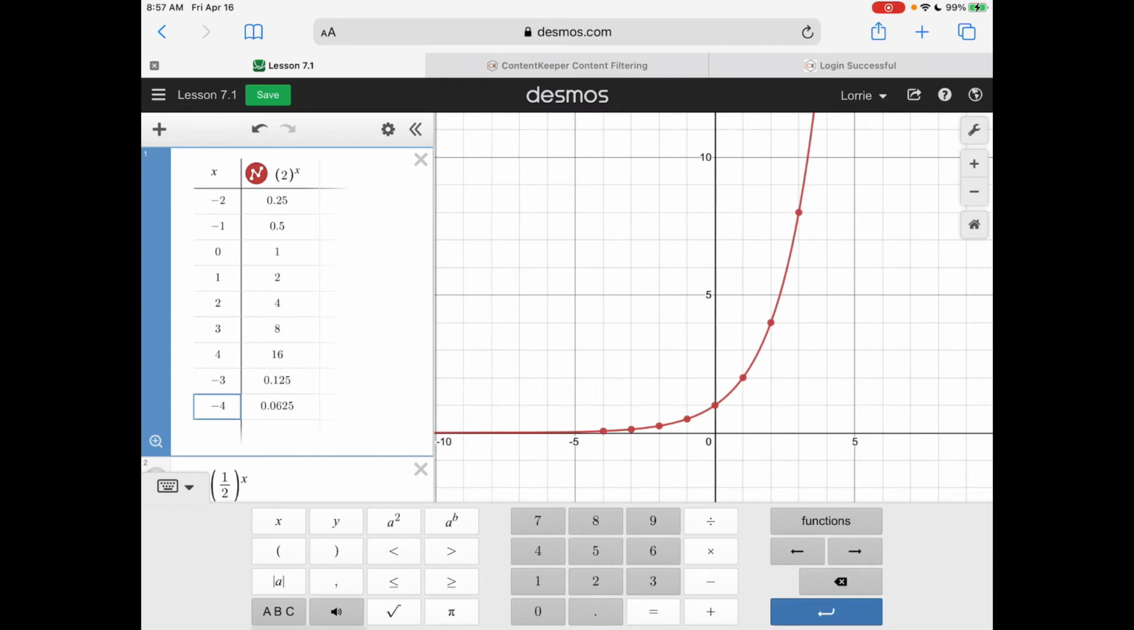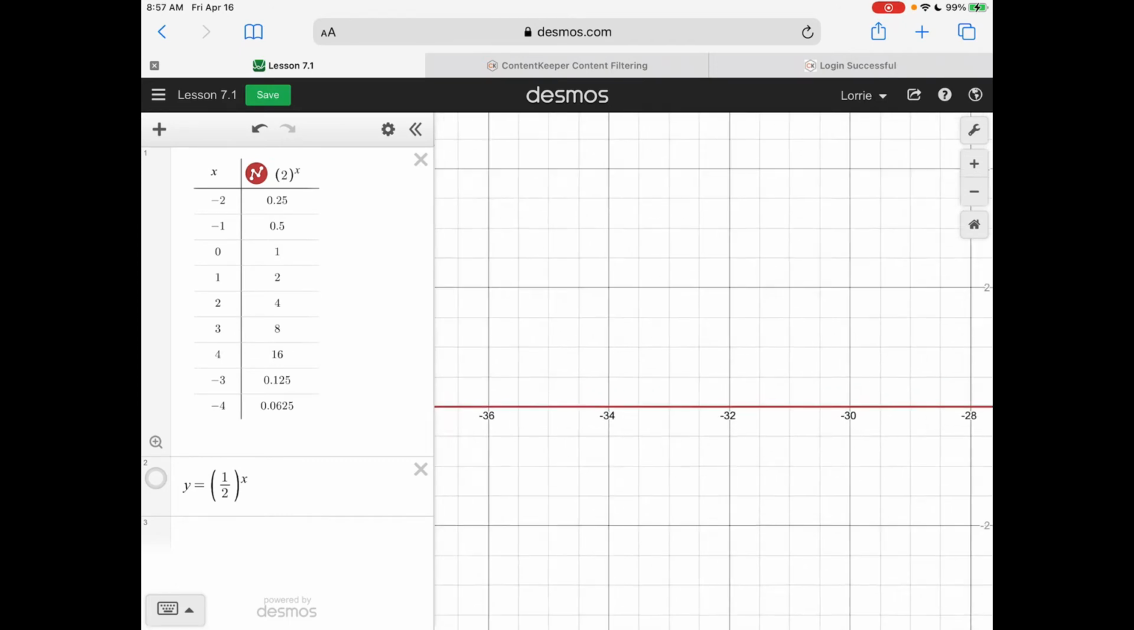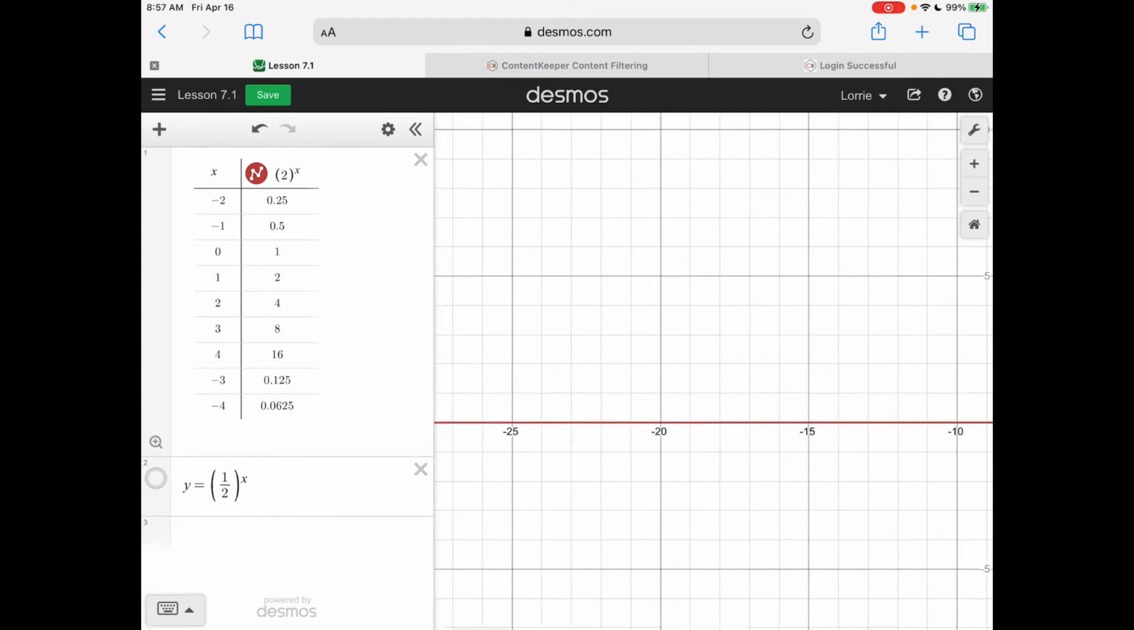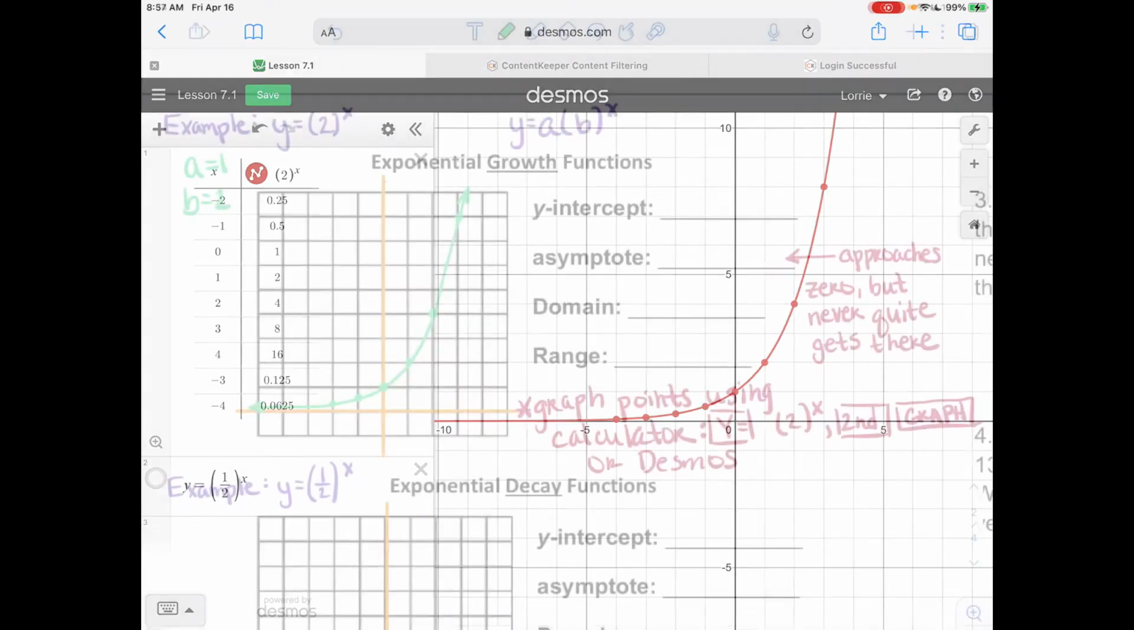Notice how quickly at these negative x values our y values are getting closer and closer to 0. However, we're going to talk about the fact that they never cross 0. It looks like it's almost there on the line, but if you really super zoom in, you will see that it never crosses 0. And so y equals 0 is going to be an asymptote, just like we learned about with our rational functions.